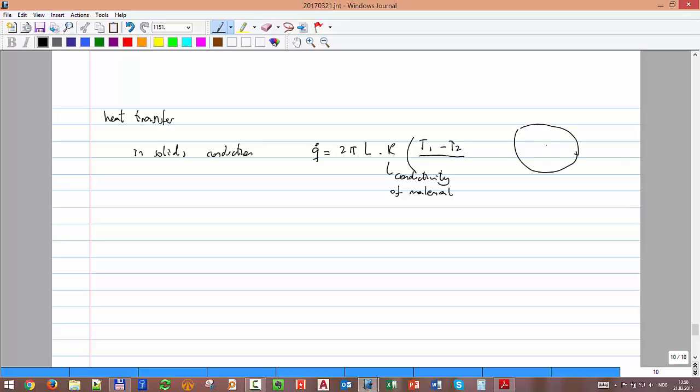is that, for example, in solids, okay, one has conduction, and the expression of the conduction is Q equal to 2 pi L, the length of the pipe, times K, the conductivity of the material, times T1 minus T2. Okay, T1 is the temperature at the inner, that will be 1, and that will be 2, and here you have the ln of R2 divided by R1. Okay, I think you have seen those expressions before.